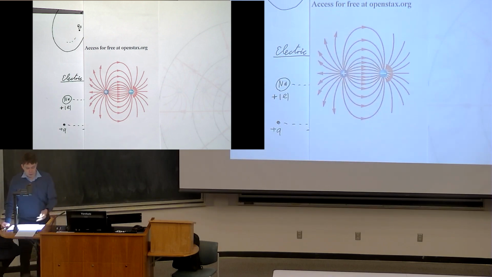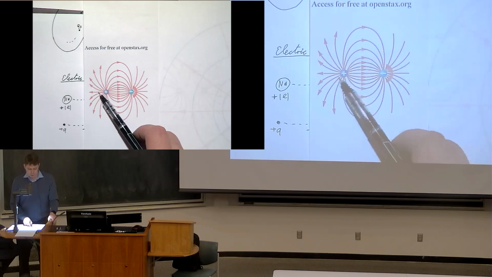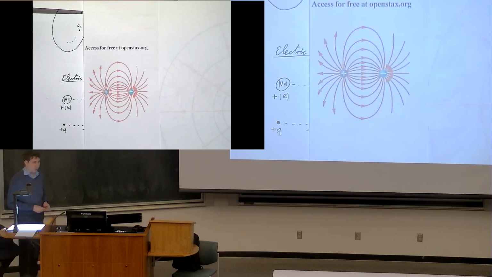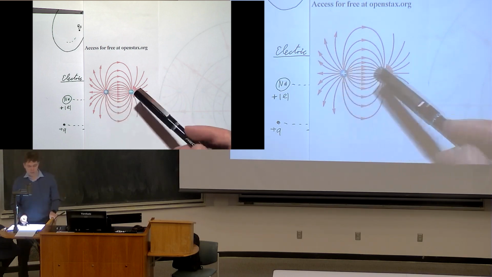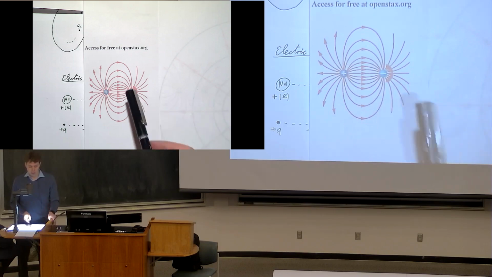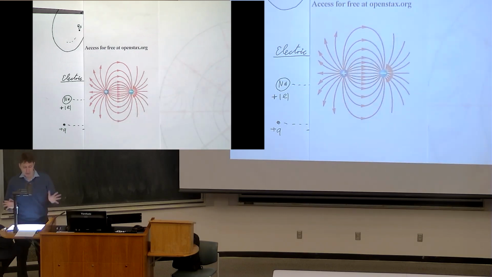Now for the case of a dipole. Because the electric field is directed away from the positive charge and towards the negative charge, all the electric field lines are going to be emanating from the positive charge and ending at the negative charge. And the same statement applies to the cases when we've got multiple charges.